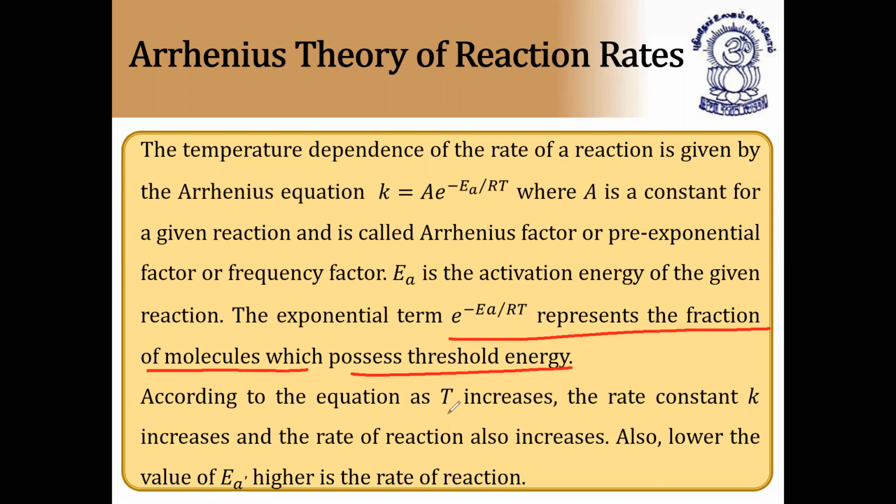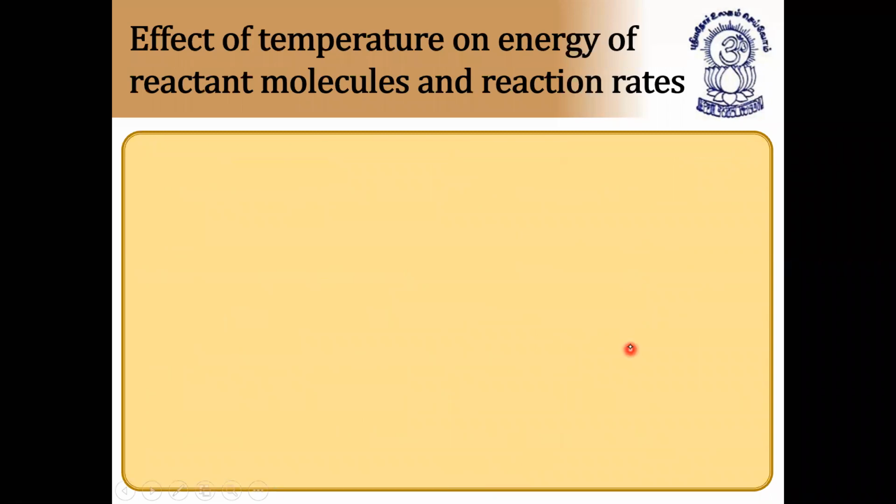According to the equation, as temperature T increases, the rate constant K also increases, and the rate of reaction also increases. Also, lower the value of EA, higher is the rate of reaction. Very, very important. If the energy of activation is less, automatically the rate of reaction is high. High means the reaction will take less time to complete. I hope it is clear.